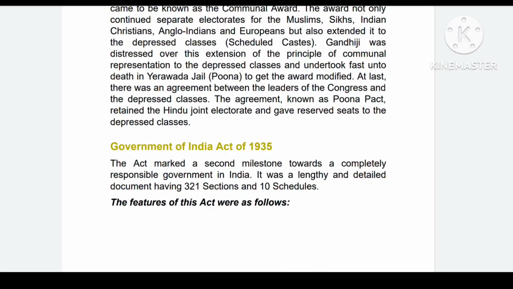Government of India Act of 1935. The act marked a milestone towards a completely responsible government in India. It was a lengthy and detailed document having 321 sections and 10 schedules. The features of this act were as follows.